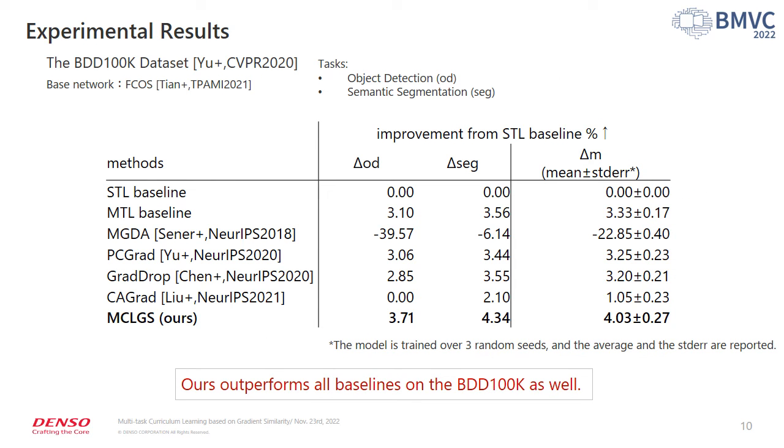The second result is on the BDD100K dataset. You can see that all conventional methods don't work well on this dataset compared with the MTL baseline. However, MCLGS still achieved better performance of 4.03% task average improvement from the STL baseline.